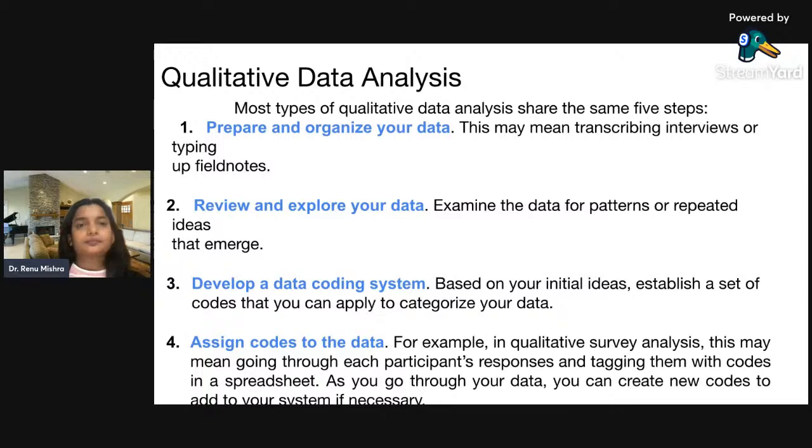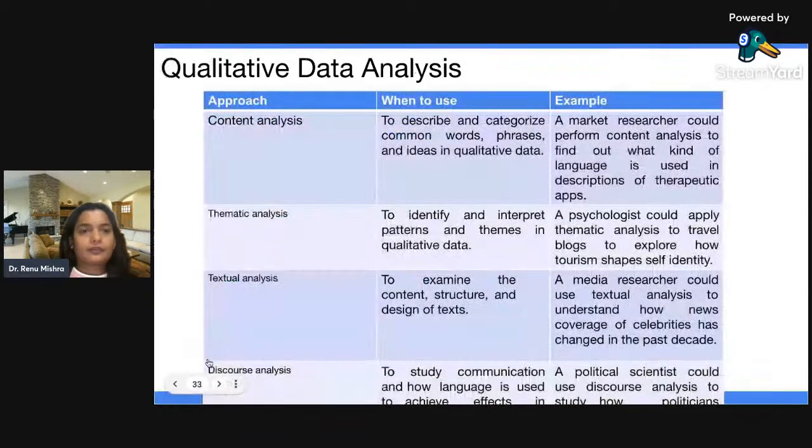Okay, further. So when you're talking about qualitative data analysis, first comes your content analysis. Now, the name itself says, you need to describe the same words, same ideas which you have received from your qualitative data. Example I have shared in front of you.